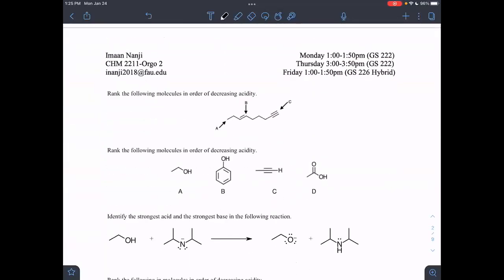Okay, now we have a whole page of acid-base stuff, but I don't think Roche cares, so we can literally just skip it all.